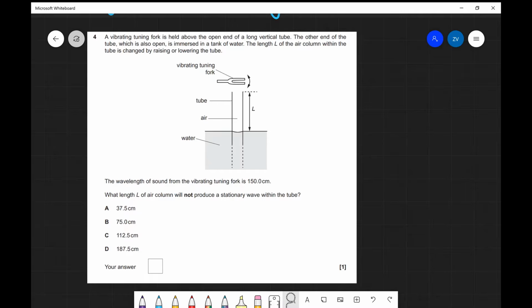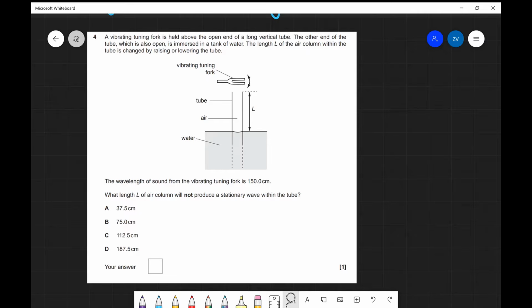Okay, next one, question number 4. A vibrating tuning fork is held above the open end of a long vertical tube. This is a really fun experiment. If you haven't done this, I really recommend it. You can definitely showcase how a sound stationary wave can be formed. But anyhow, I digress. Let's go back to the question.